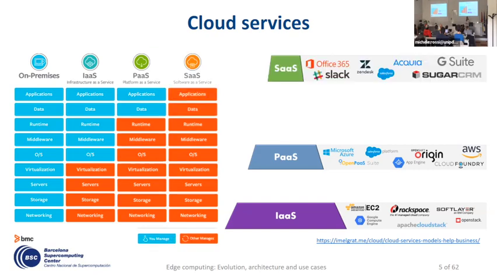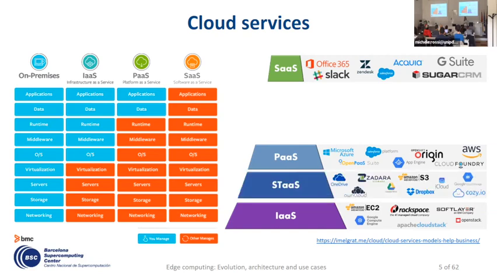Then you have software as a service. In short, for example, Office, Microsoft Teams, Slack, Skype, all these are software as a service. You use software that is hosted on the cloud. So this makes sense when you want to use a specific software. And if you see here in between, there are some gaps because we have other models.